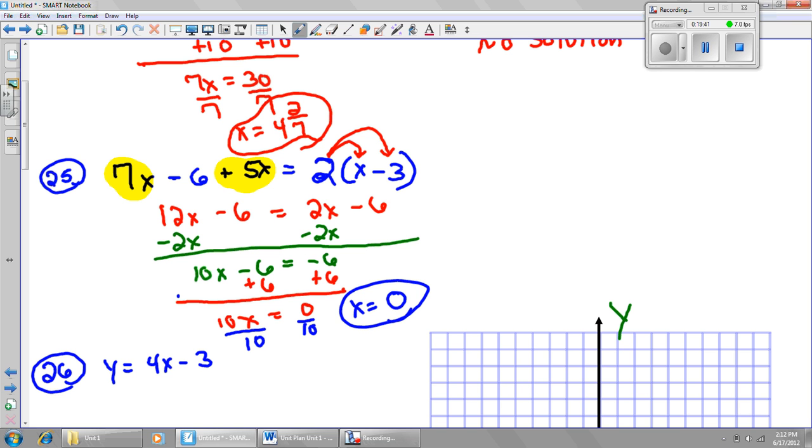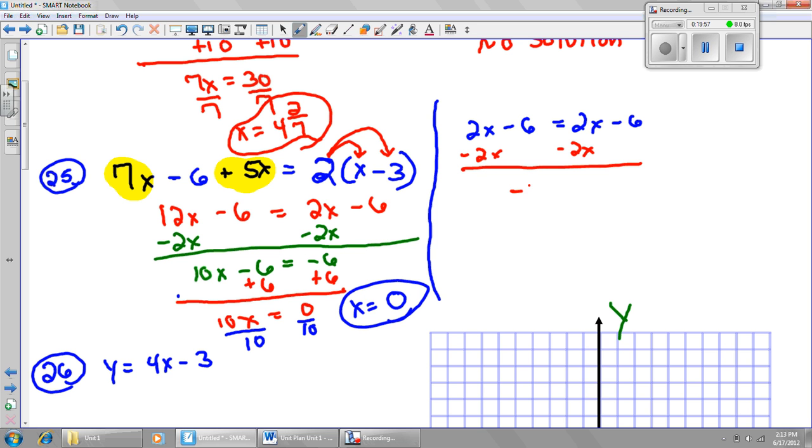One more problem I wanted to show you. What if I had 2x minus 6 equals 2x minus 6? Well, I would subtract 2x from each side, right? And I end up with negative 6 equals negative 6. Ask yourself, when does negative 6 equal negative 6? It always does. A number is always equal to itself. So when you're solving, this is all real numbers.